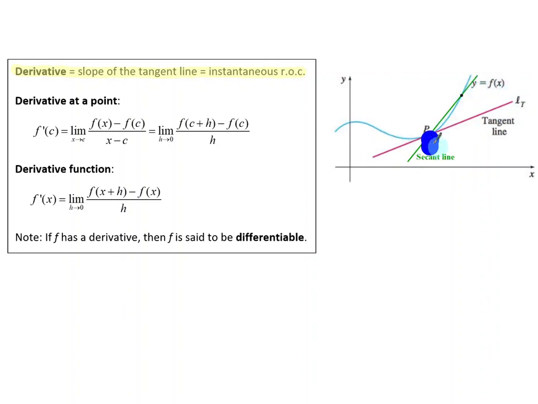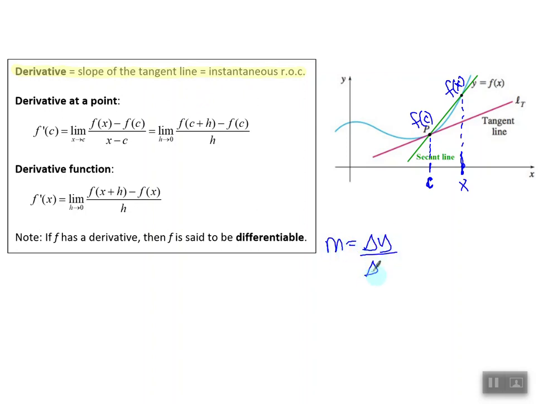I'm going to assign that P value to have the x value c. And then the other point on the secant line to have the x value x. And therefore, the y values on the function f of x correspond to f of c and f of x. And then when we remember what is the slope of the secant line, we recall that slope is change in y over change in x.